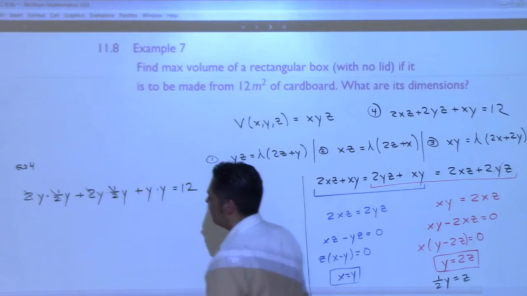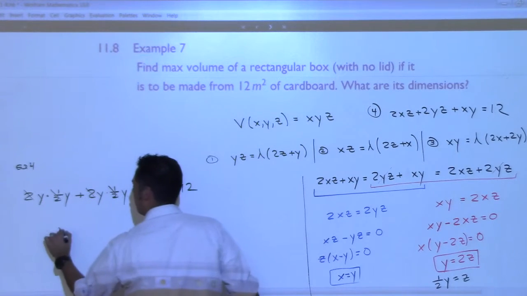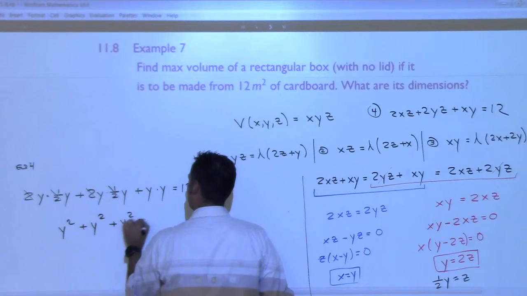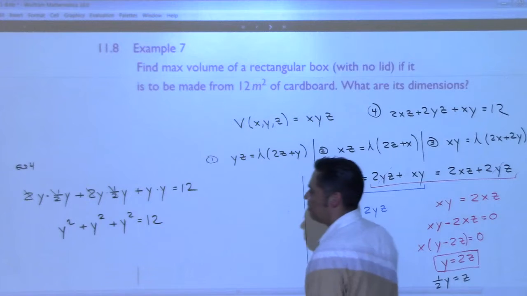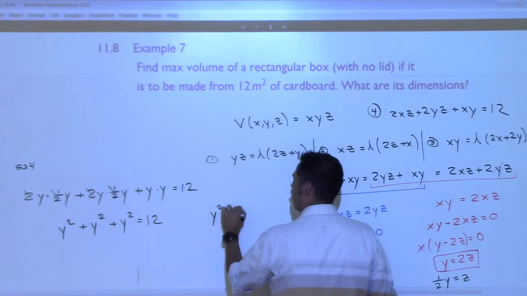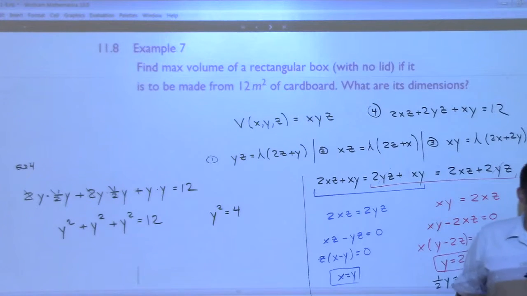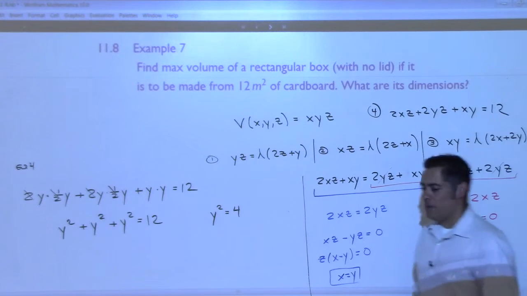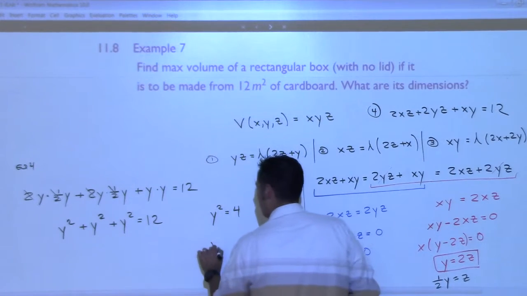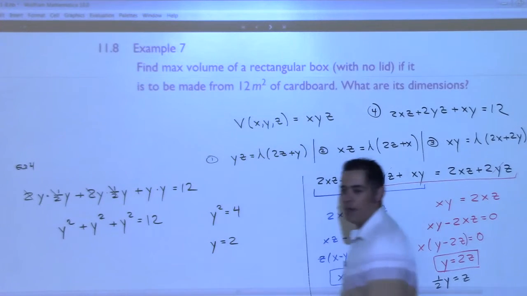Okay, so what do we get? y squared plus y squared plus y squared equals 12. So 3y squared equals 12. So y squared equals 4. So y equals plus or minus 2. But we're not going to have a negative y, right? Because it's the length of a side of a box. So y is equal to 2 is the only answer that makes sense.